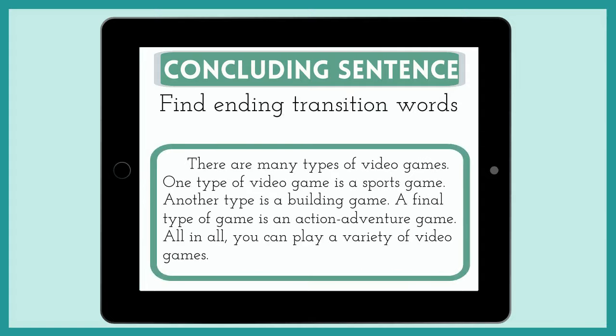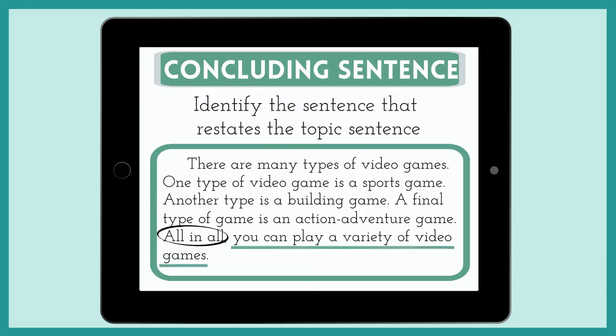Now we look for ending transition words. Let's take a look at our paragraph and circle what we find. Here's one, all in all. We want to make sure that the sentence after this restates the topic sentence. All in all, you can play a variety of video games. This sentence restates the topic sentence by using synonyms or similar words. It summarizes the supporting details about types of video games.